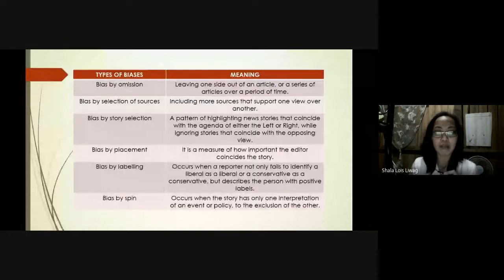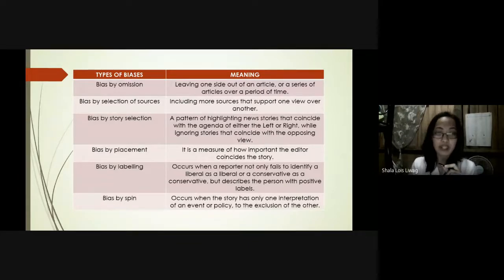Next is bias by placement. It is a measure of how important the editor considers the story. For this bias, if we are aware of how news operates, the ones who are deemed important by the editor are placed in front pages and given a wider spread. By wider spread, it means more space in a newspaper or airtime on TV. Those deemed not important enough are either added in later pages or are rejected.